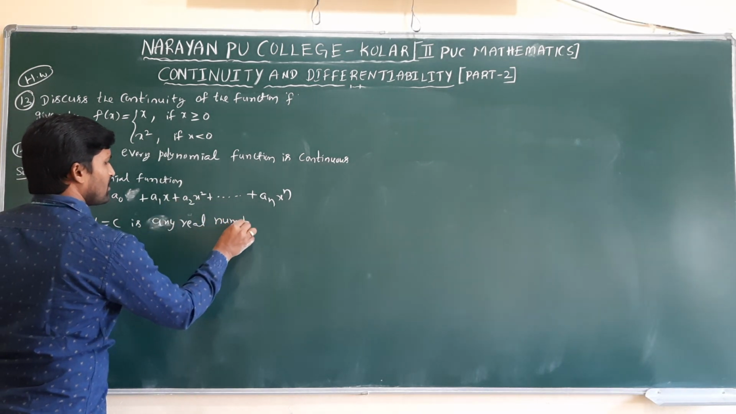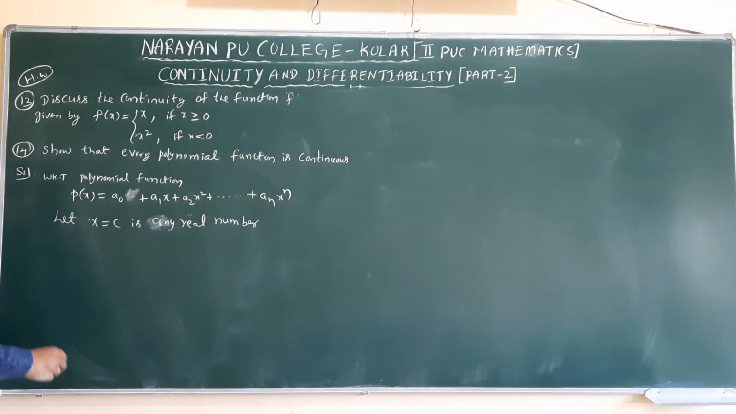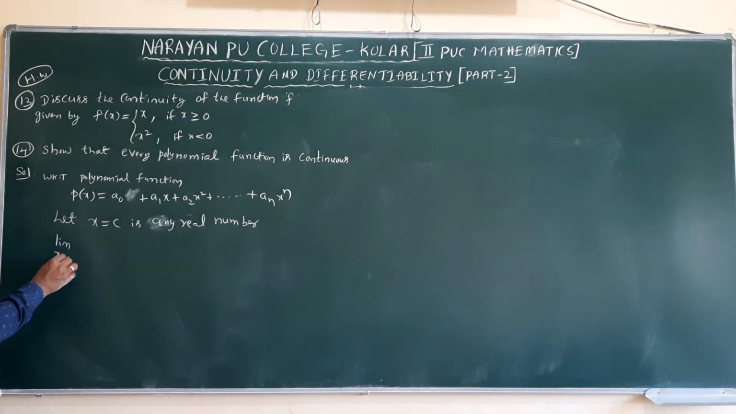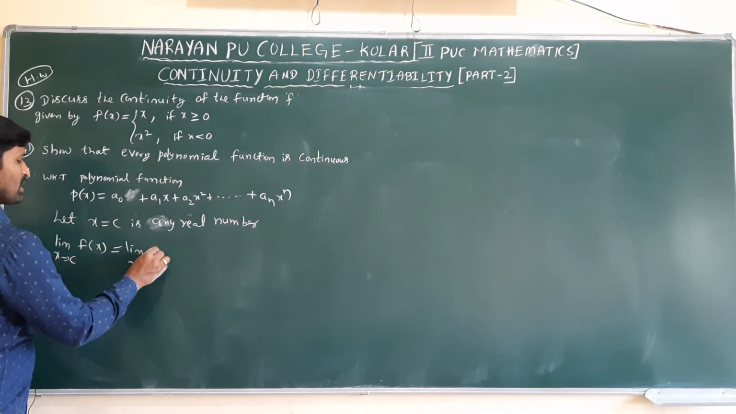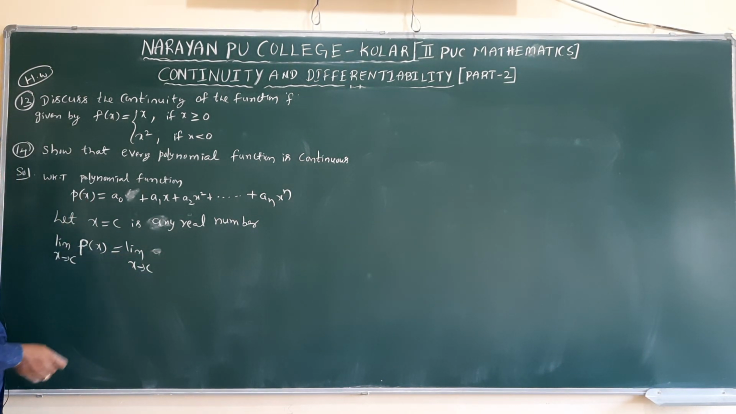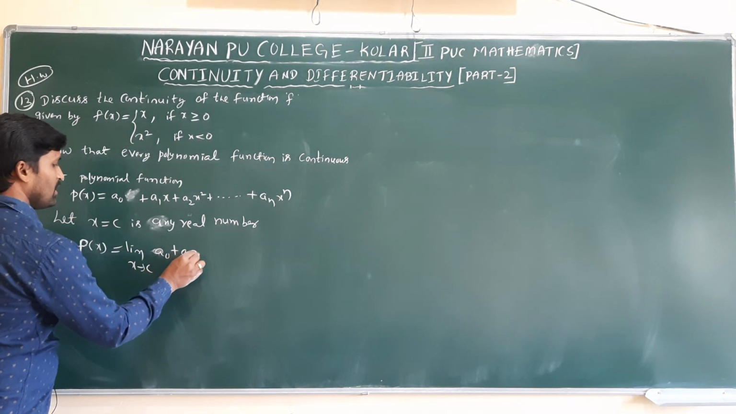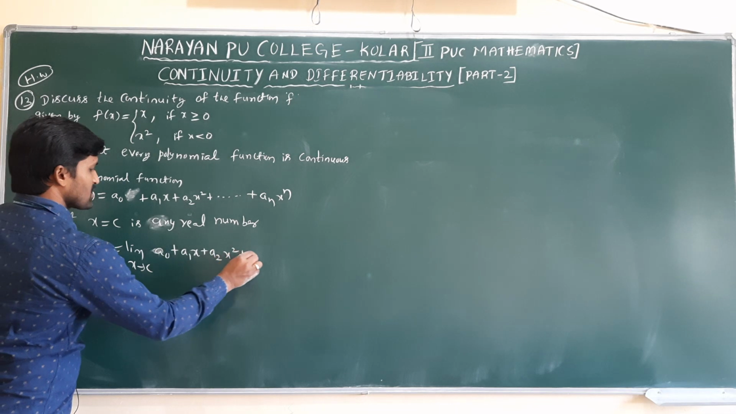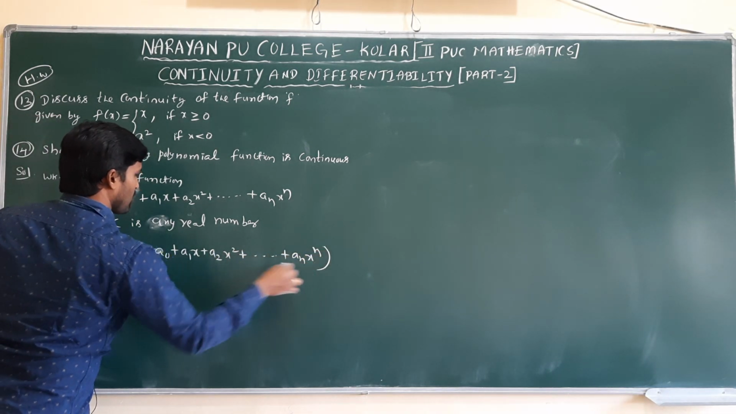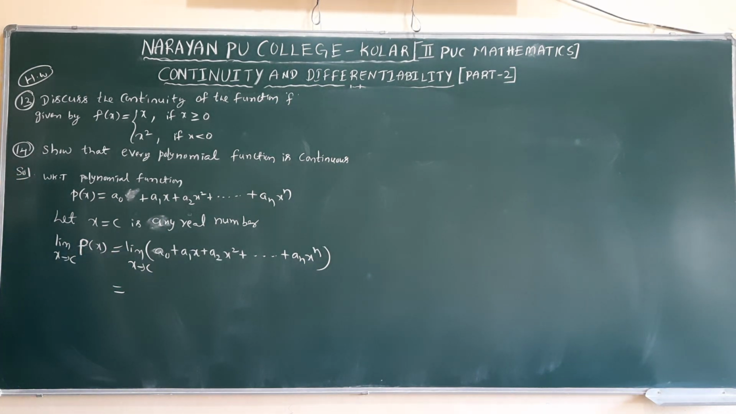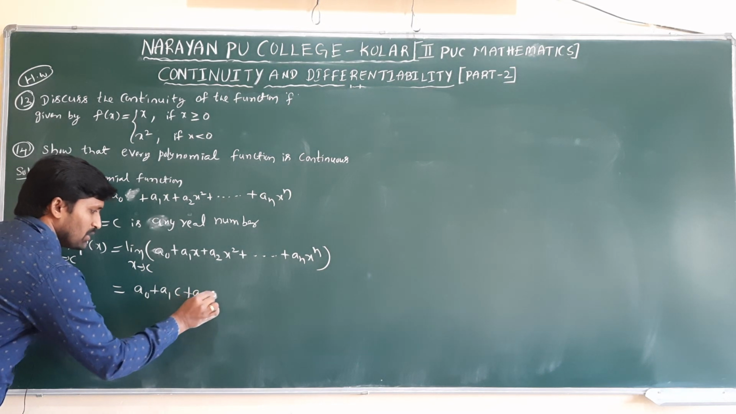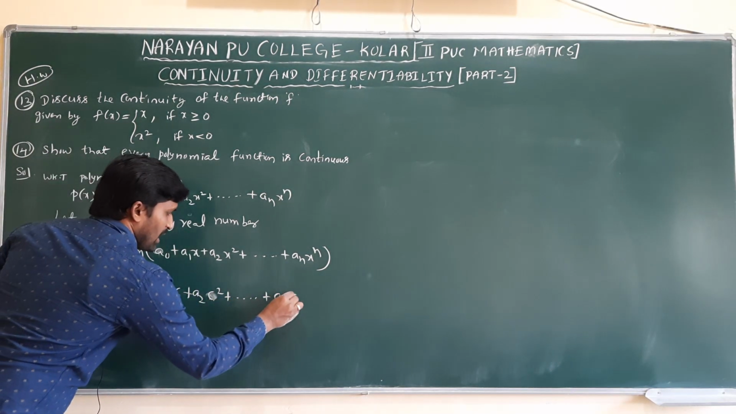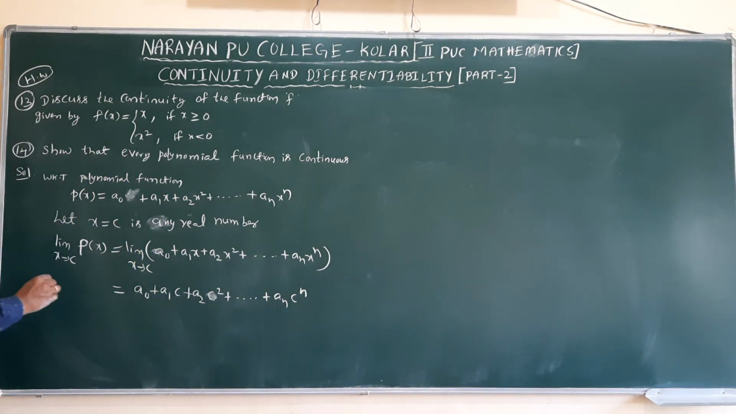Since a single function is there, I am using the first definition only. Limit as x tends to c of f(x). The x value can take any symbol, not only a. So the limit as x tends to c. What is the function here? Sorry, take p(x). p(x) is a naught plus a1 x plus a2 x squared plus and so on, a n x power n. Substitute c in the place of x: a naught plus a1 into c, plus a2 into c squared, plus and so on, a n into c power n. This is the limit value.